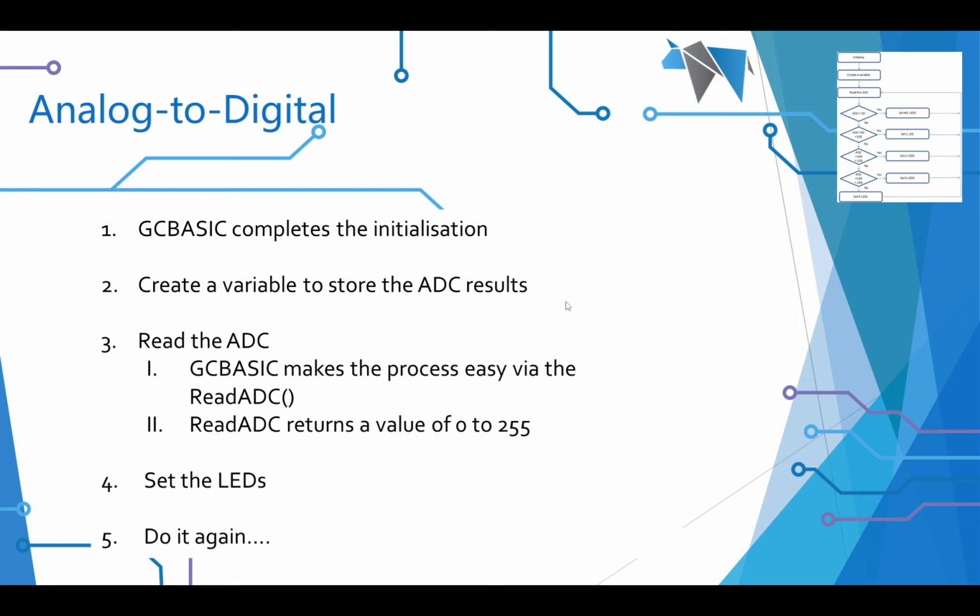So this is what we're going to do. I'll zoom in on that little diagram. We're going to complete the initialization of the chip. We're going to create a variable to store the ADC results. We're going to read that ADC in step 3, and we're going to make that really easy, because there's a command called ReadAD. It's a function, and it returns a value of 0 to 255. I'm going to set the LEDs with the results of that, and then we're going to do it again: go back to step 2 and keep looping around.